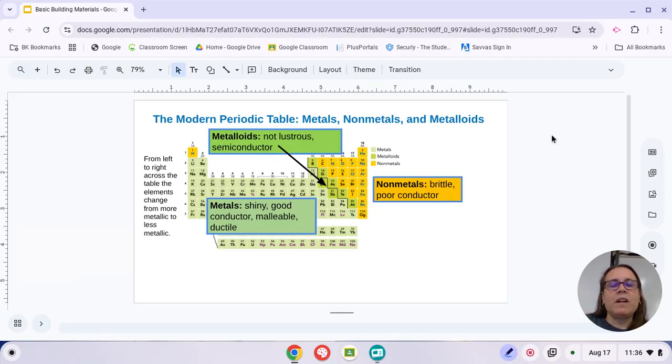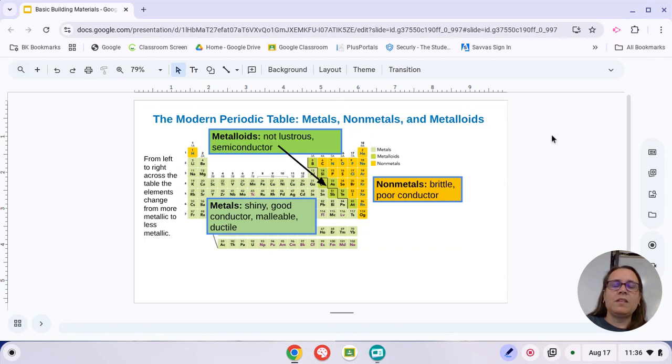Okay, the small chunk are nonmetals. And then right there where the stairs are, we call the stair step. You can see it looks like stairs drawn right through the periodic table. Some of the elements right there along those stairs are metalloids. The metalloids' claim to fame is that they are semiconductors.